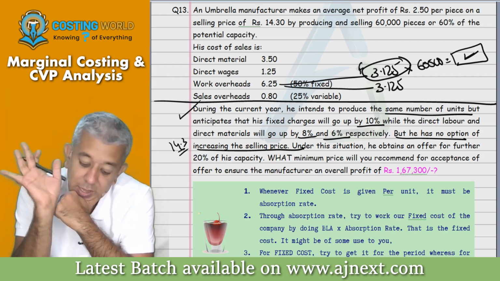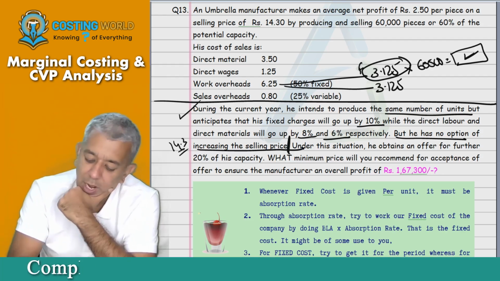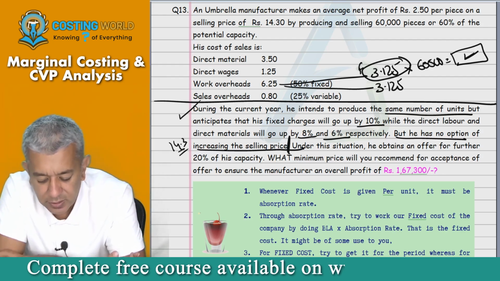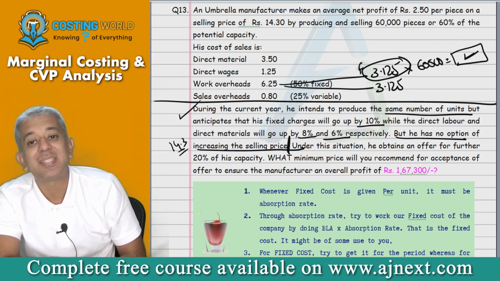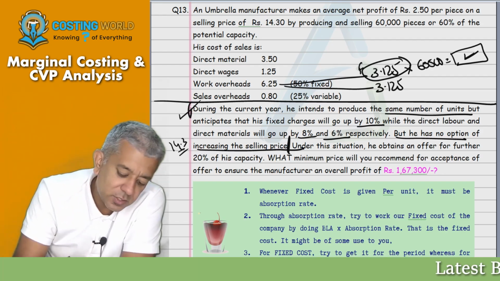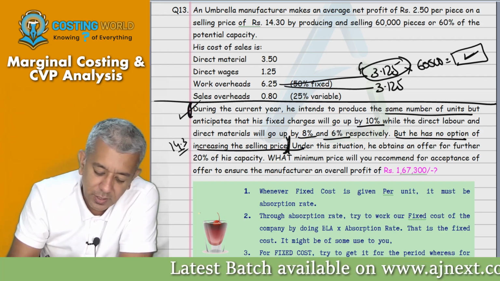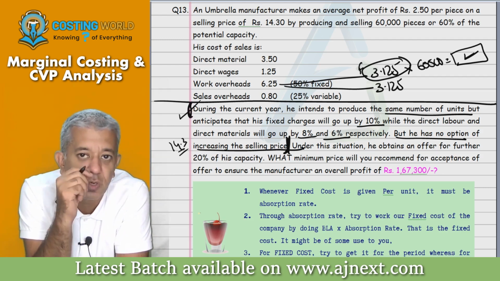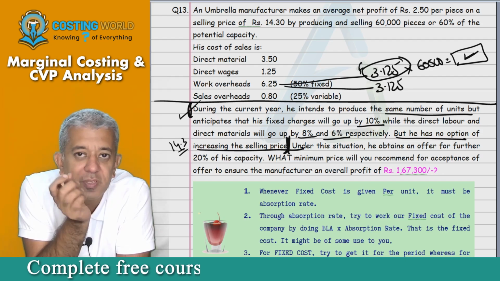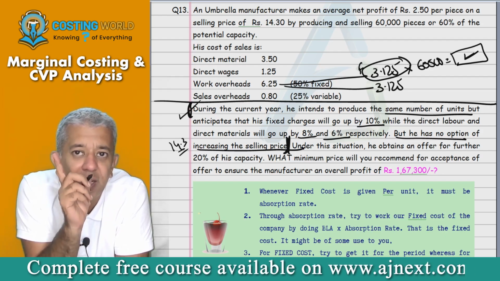Okay. Now listen very carefully. Under this situation, he obtains an offer for a further 20% of his capacity. All these things were supposed to happen to him in this particular year. Suddenly he has got an extra offer for 20% of his capacity. Can you say his capacity was 1 lakh, no?